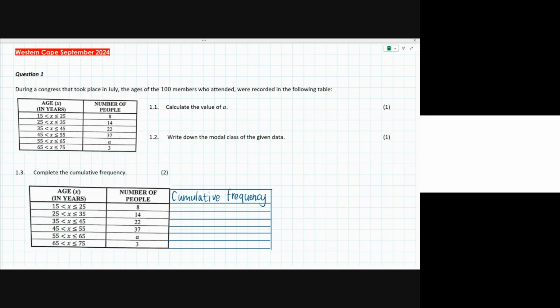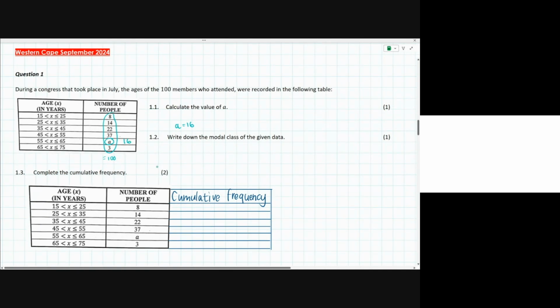Alrighty, so in order for us to get A, we know that if we added up all of these values, we must get 100. So we would just subtract all of those values from 100 in order to get A, and exactly, A is equal to 16.